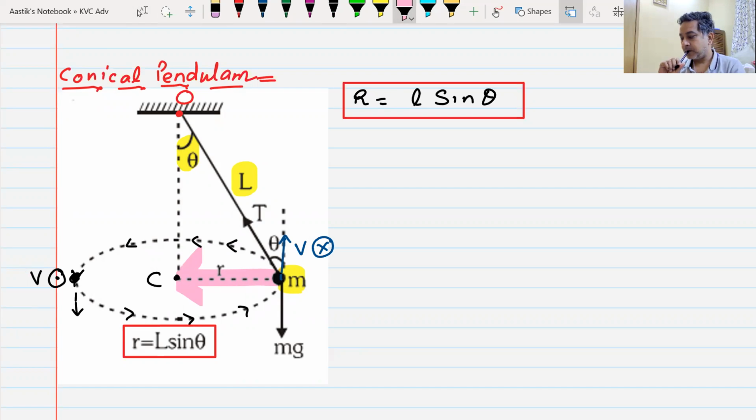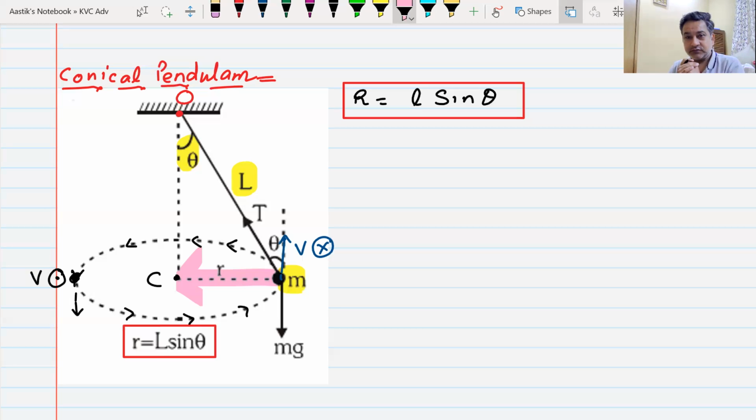mv square by r. mv square by r is not a force. It is not a real force. It is just mass into centripetal acceleration. Mass into acceleration is not force. Force is a real force. That force causes acceleration. You get acceleration from force divided by mass. You don't get force by mass multiplied by acceleration. I hope you know this, right? Force is force. mv square by r is not force. It is mass into acceleration.